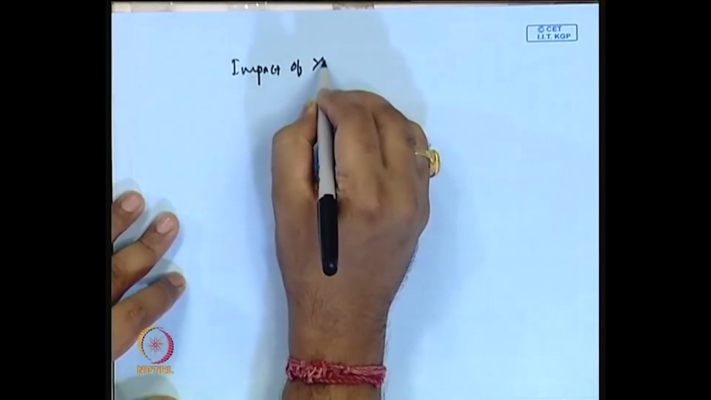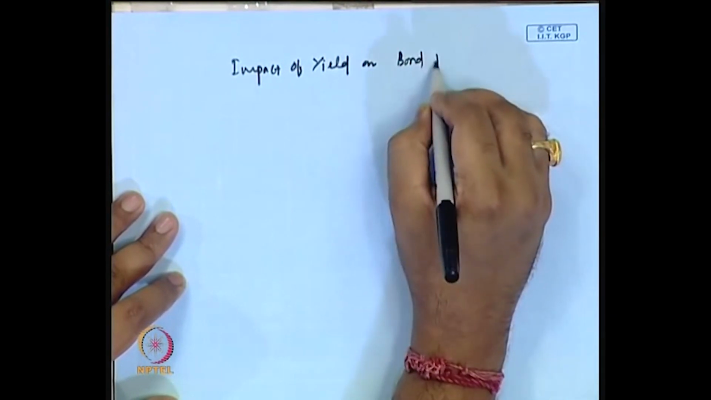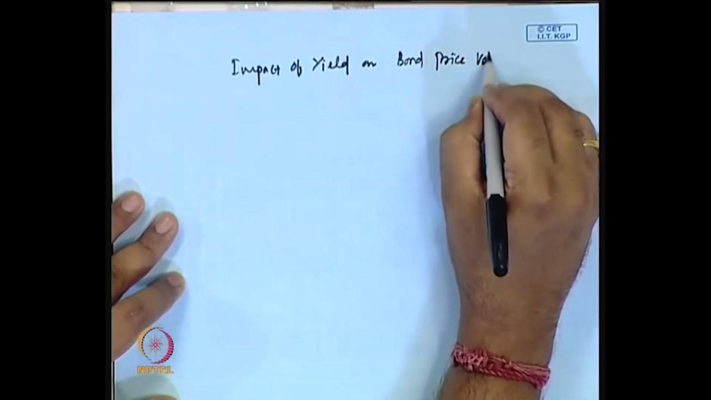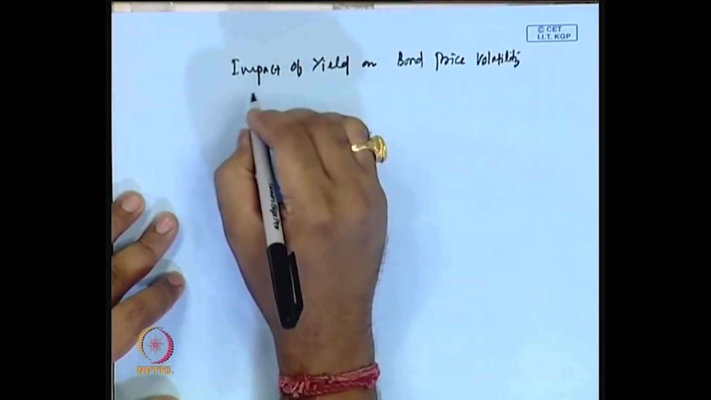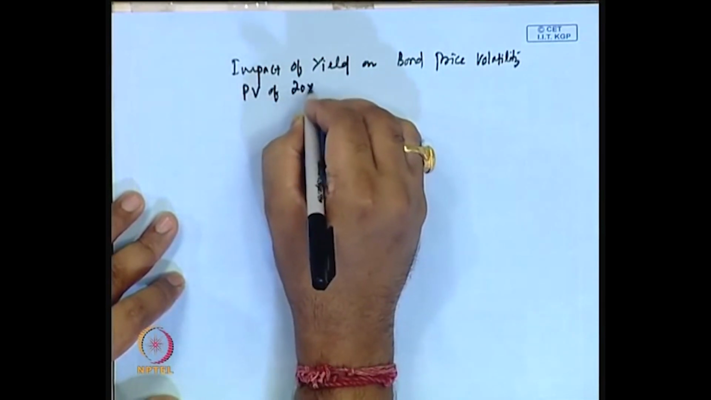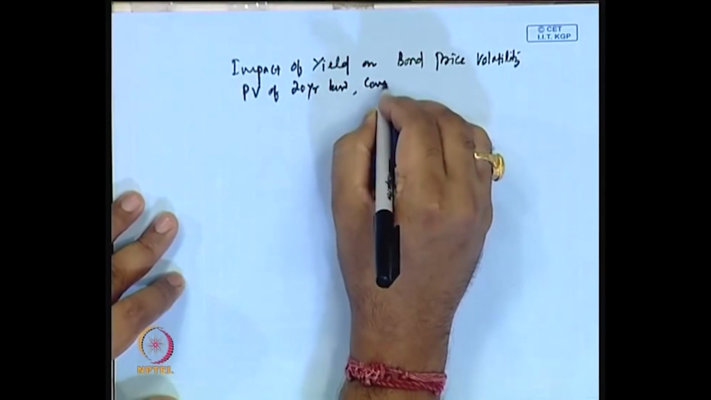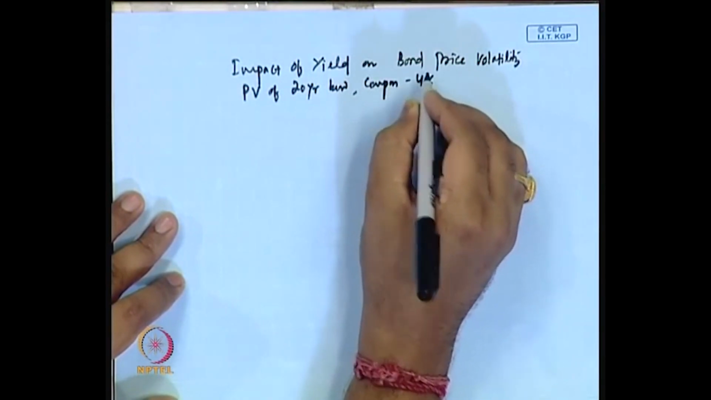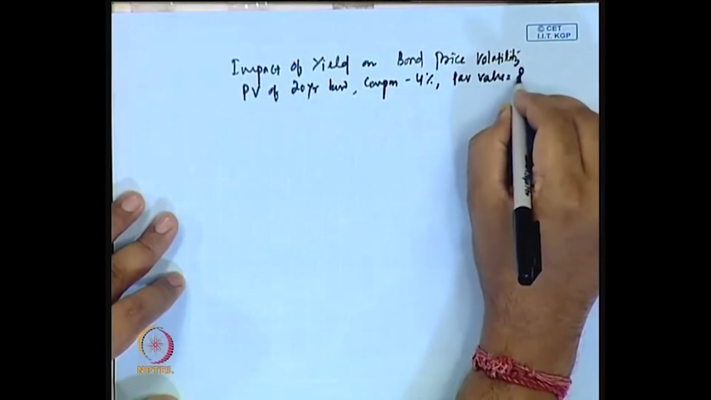impact of yield on bond price volatility, where again we take the PV of a 20 years bond, coupon is 4%, par value is 1000 rupees.